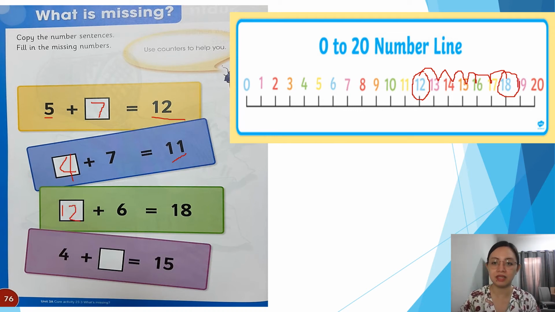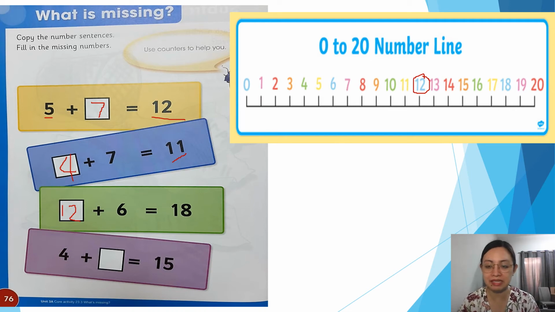Okay, now let's check. 12 plus 6. We should be able to get the sum of 18, or the total of 18. So 12, we will add 6. Instead of left, we will go to the right because it is addition. 1, 2, 3, 4, 5, 6. Okay, so same, kids, we were able to get 18, the same as the sum of this one. So the correct answer here is 12.